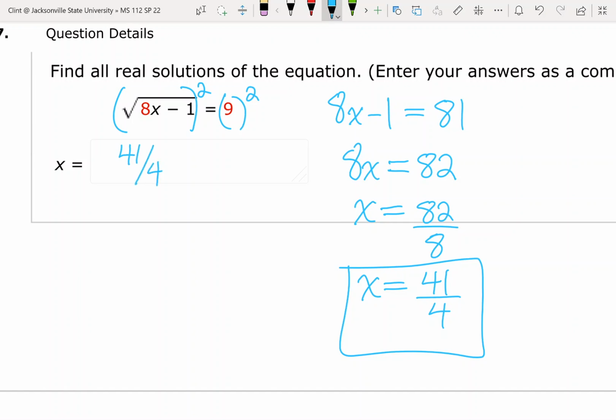But we should check it. I mean, a calculator would come into play here. It would make it nice for us. So if we do 8 times 41 over 4, let's see what that is. That's 82. So we would have the square root of 81 when we subtract 1, equals 9, and that checks out. You do need to check them because you can get extraneous solutions on those.